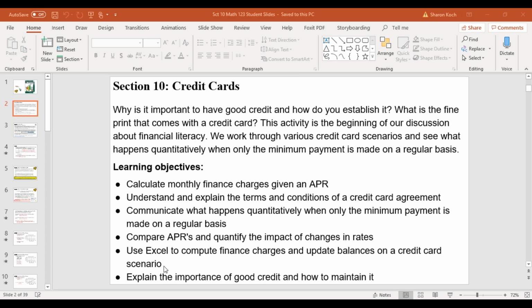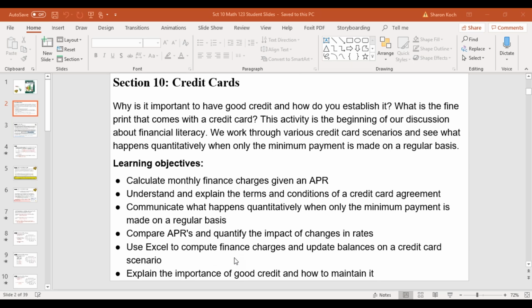I'm also going to do a little bit of an Excel demonstration to show how you can calculate this yourself. So if you do have a credit card out there right now and you're trying to pay it off, I'll show you how you can set this up and get an idea of how long it's going to take you to pay off a balance. And we want to talk about the importance of good credit and how to maintain that. Those are the main objectives that we're going to be talking about today.